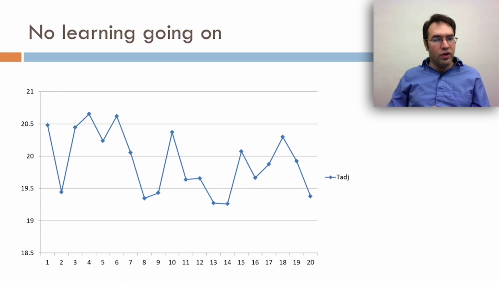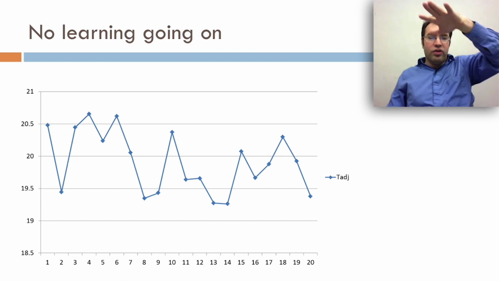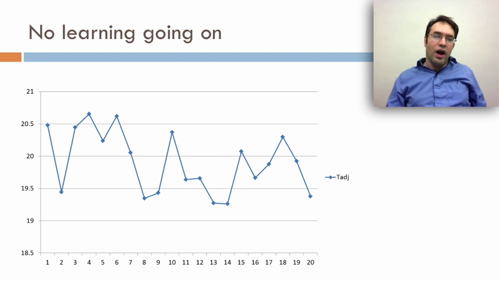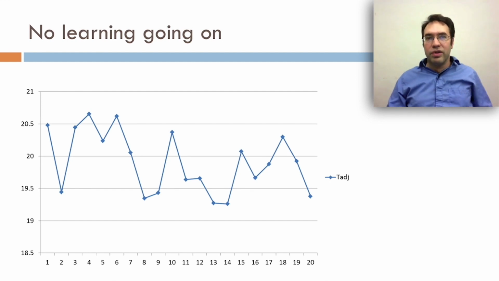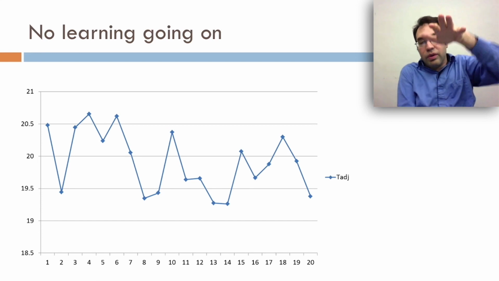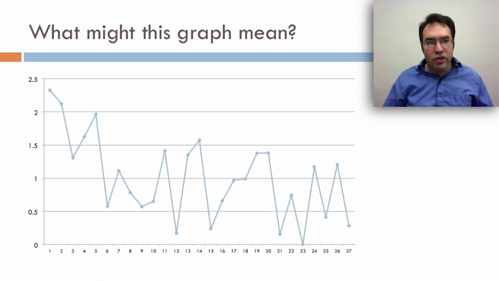Here's a case where there's no learning going on at all. It's just jumping all over the place, and you can see that the scale on the y-axis is pretty compressed. So it's taking like 19 to 21 seconds, and it's just not getting much better over time. This is probably somebody who's completely at the asymptote and has been there for a while. The fact that it looks like jumping around is just because you're only seeing the asymptotic part, so the y-axis is completely compressed. So what might this graph mean?